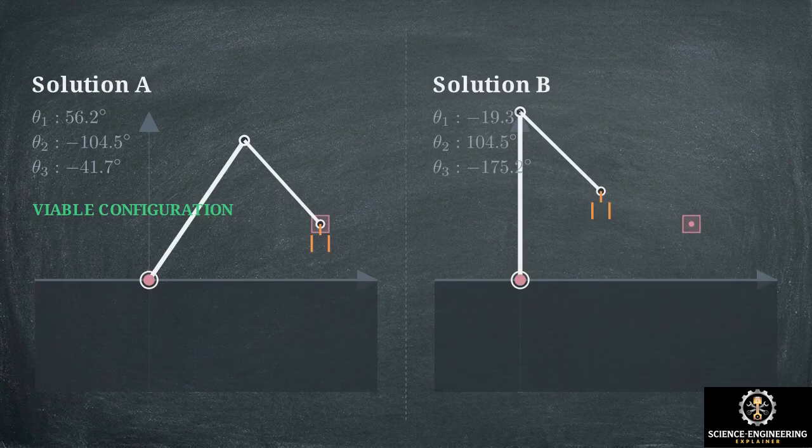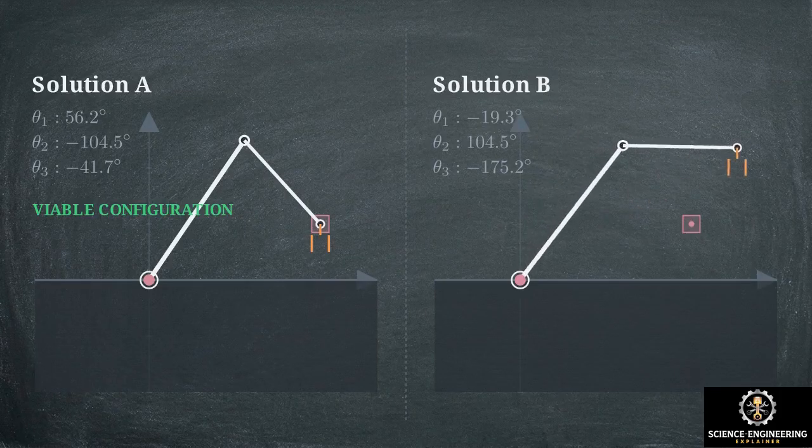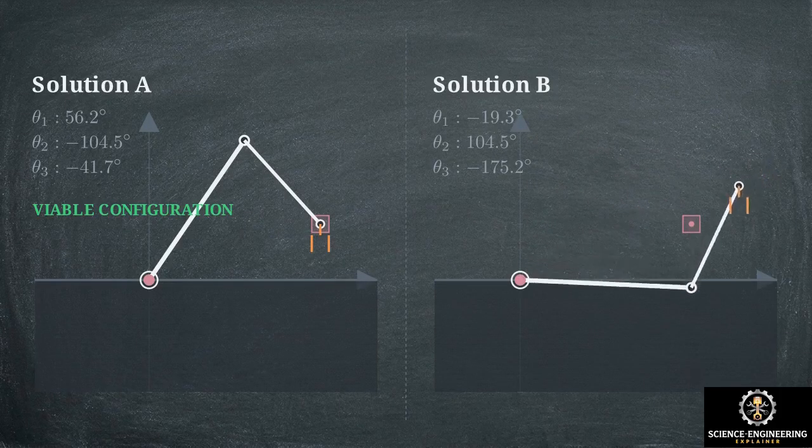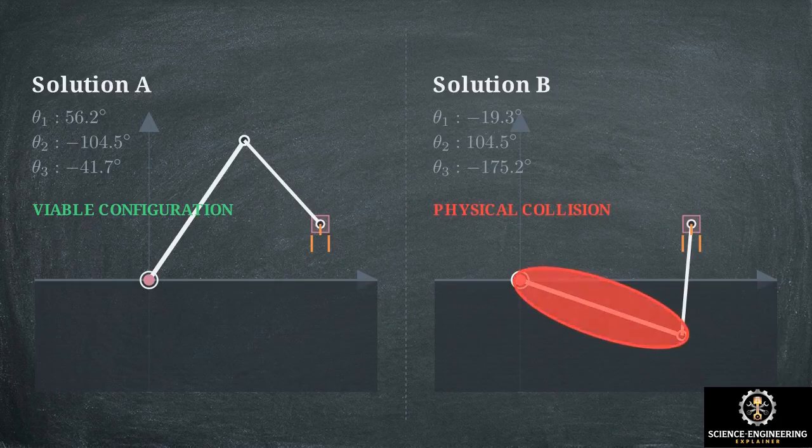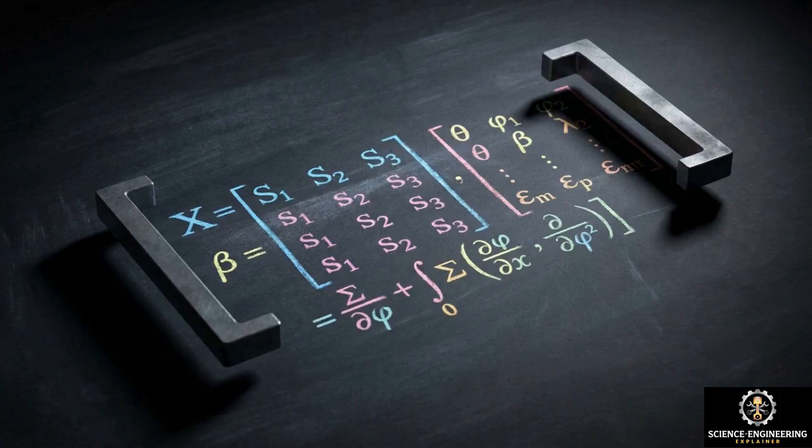Now consider solution B, where theta 1 is negative 19.3, theta 2 is 104.5, and theta 3 is negative 175.2. Mathematically, these angles perfectly satisfy the exact same target coordinates and orientation, but watch the right side of the screen. Achieving this pose requires the robot's rigid links to pass through its own base and intersect the solid floor of the workspace. The mathematics didn't fail.